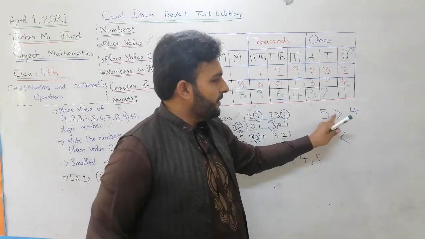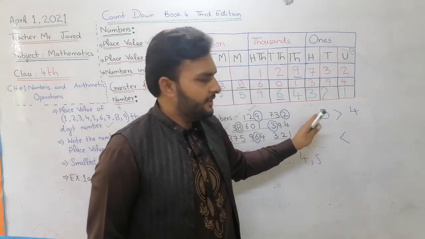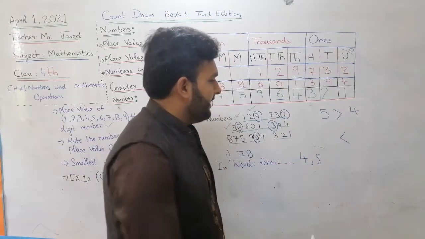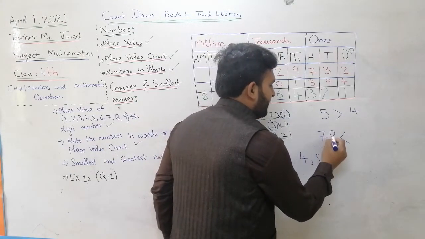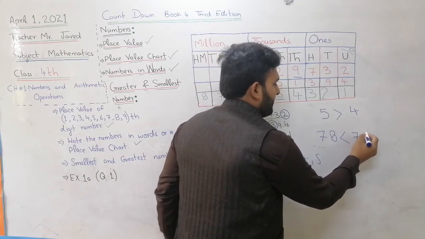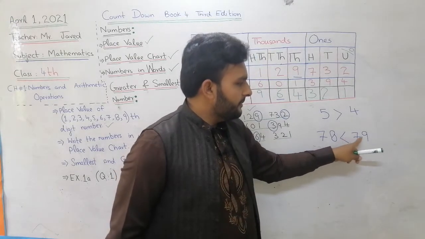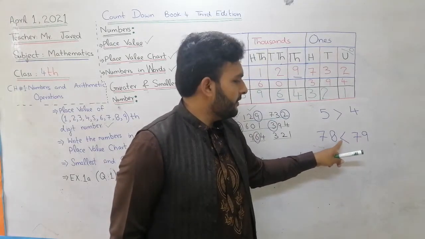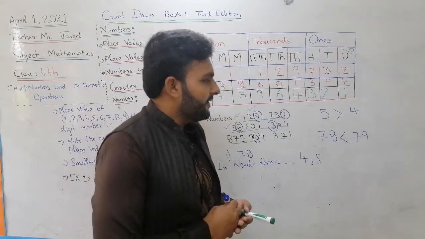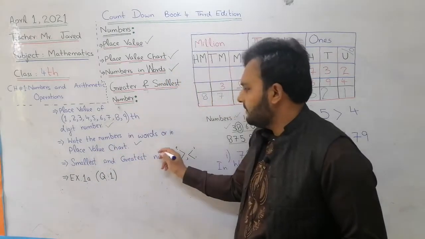The open side of the symbol will tell about the greatest number, and the closed side will tell about the smallest number. If we have 78, like this, 78 will be smaller than 79. So the open mouth of the symbol is on the greatest value, and the closed end is on the smallest value. So this is for smallest and greatest. This is our last outcome that we have done.